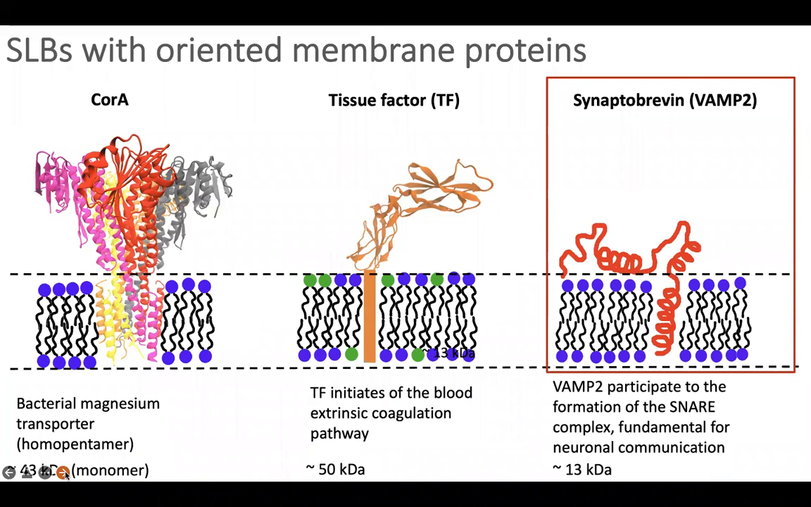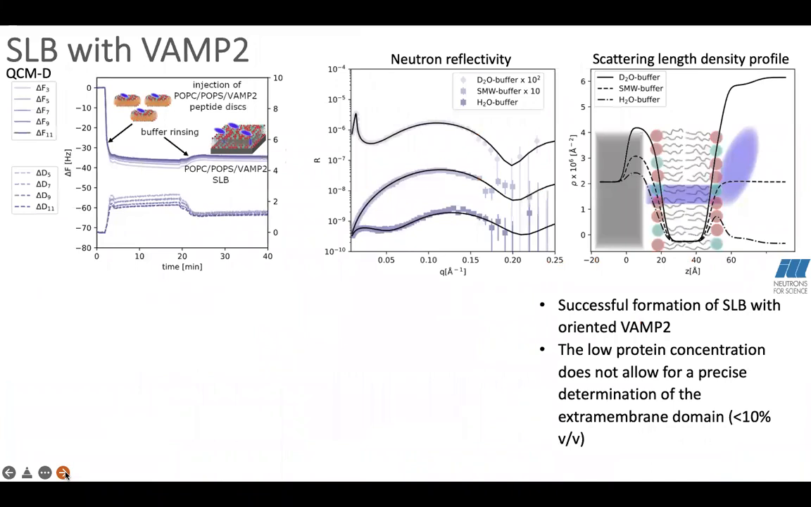And now getting to the last case, the case of VAMP2. This was a much more challenging protein to work with due to its small size. So once again, we started by collecting our QCMD data. And the overall data looked quite similar to tissue factor. Perhaps the frequency shift here was slightly larger than in the previous case, but this was also reasonable considering that VAMP2 has a smaller molecular weight than tissue factor.